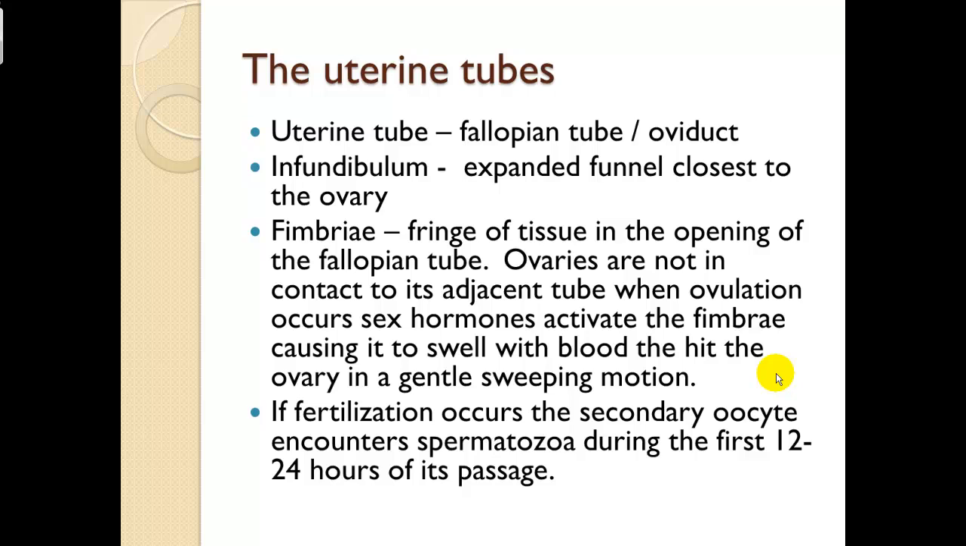Ovaries are not in contact with the adjacent tube, so when ovulation occurs, sex hormones activate the fimbriae, cause them to swell with blood, and hit the ovary with a general sweeping motion. This is what brings the egg into the fallopian tube. If fertilization occurs, the secondary oocyte will encounter spermatozoa during the first 12 to 24 hours of its passage.